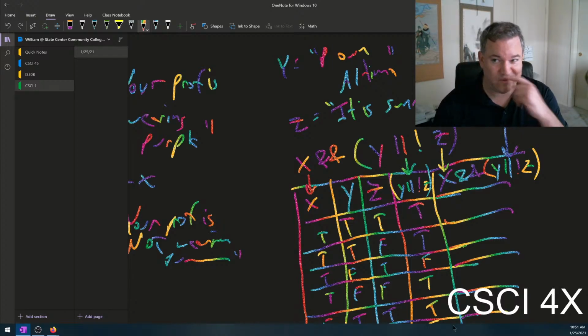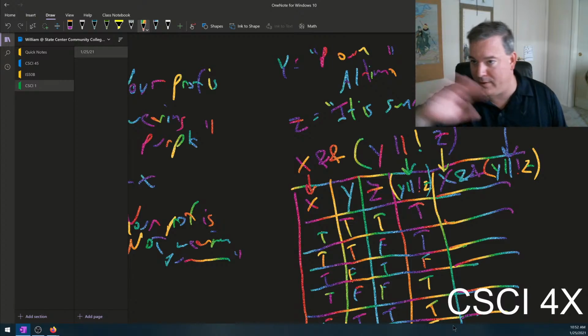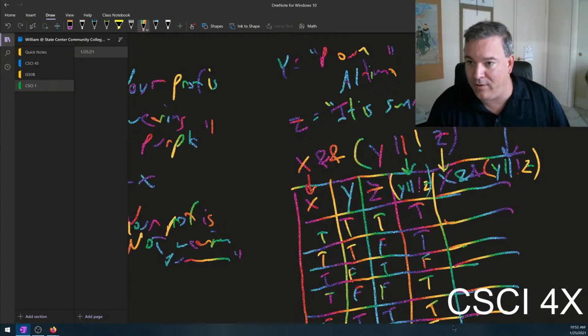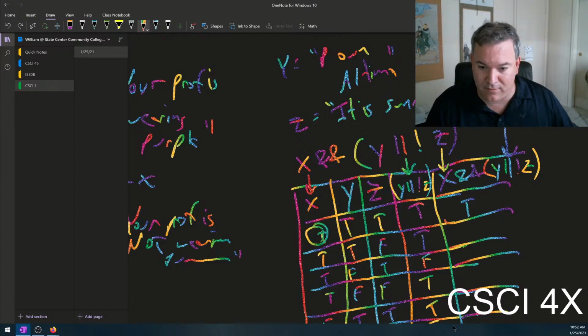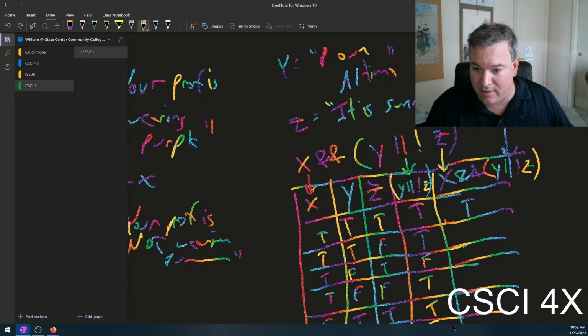And so this is how truth tables work. You start with every possible input, and then you just kind of work your way to the right and figure out what the ultimate truth is. And so in this case, this will be true because x is true, right? There's a T there, and there's a T there. And so in that case, the whole thing is true.